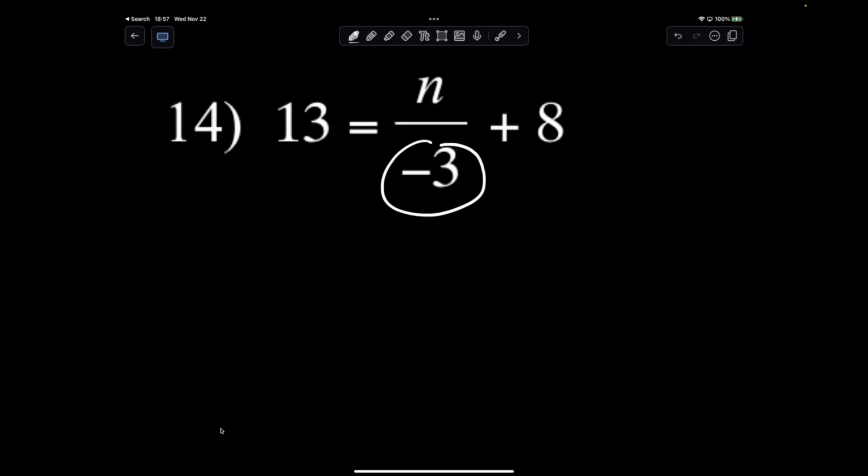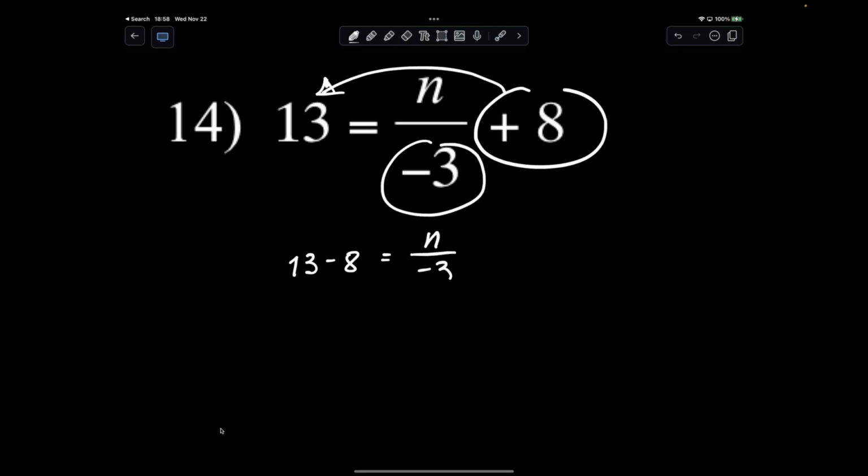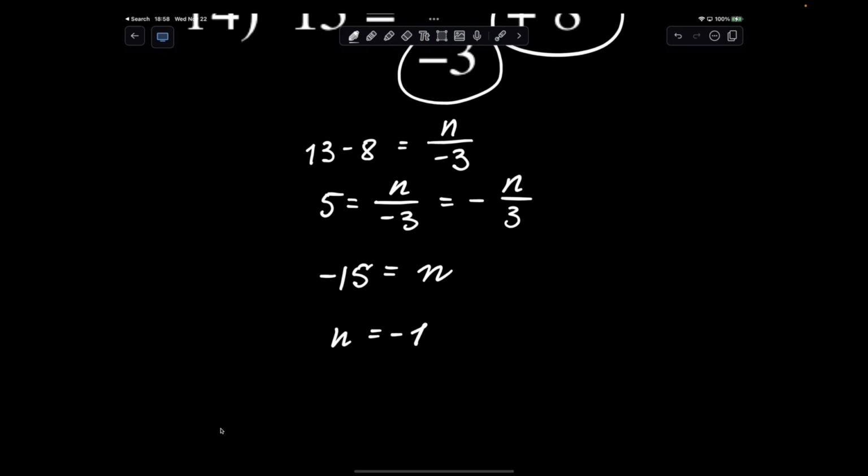And that's back to a little bit of easy stuff. I can multiply by negative 3 right away, or my other option is rearrange first. So I'm going to cross the line, change the sign. 13 minus 8 equals n over negative 3. So that's 5 equals n over negative 3, or you can also say it's like negative n over 3. So then I'm going to just flip it the way it is, or you can multiply by negative 3. So it's going to be negative 15 equals n, or n equals negative 15.